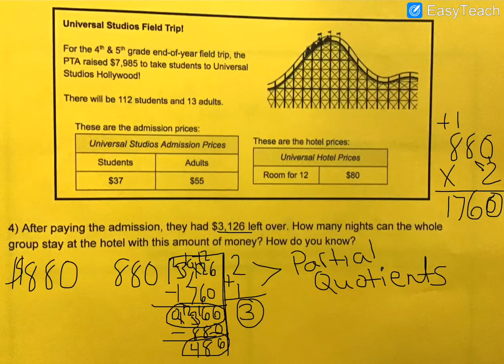So we know that we can stay 3 whole nights at the hotel. And after 3 whole nights, we'll have $486 left over. And that's what I just circled in blue. That's how much we'll have left over. We can't stay another night because an extra night for everyone would cost $880. All right, so the answer to number 4 is 3.